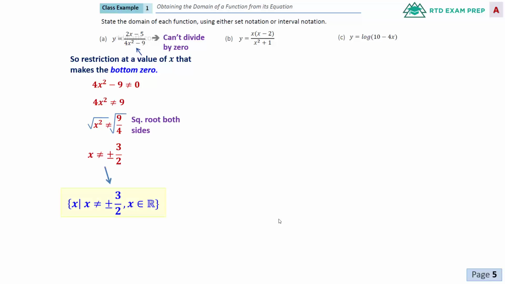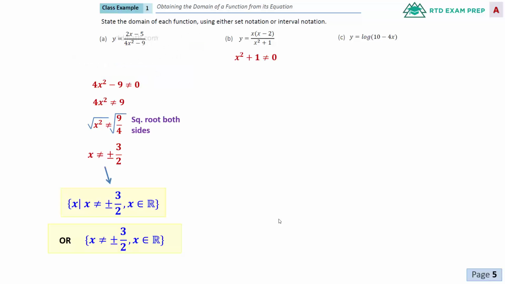So our domain is x cannot be positive or negative 3/2, but is otherwise all real numbers. This one doesn't really lend itself very well to interval notation. I'll come back to that in a couple minutes. Now part B is the same as part A.